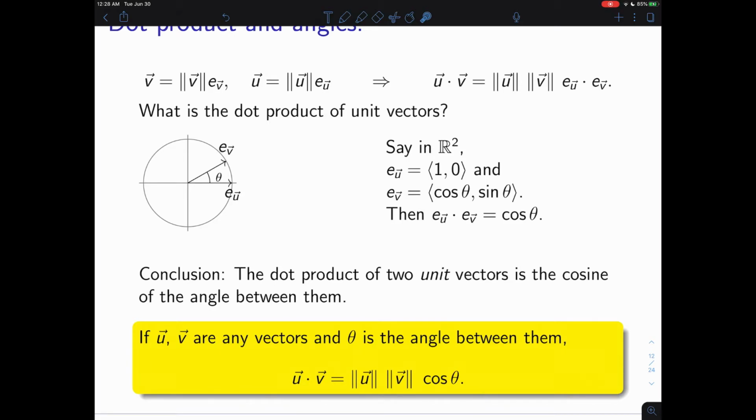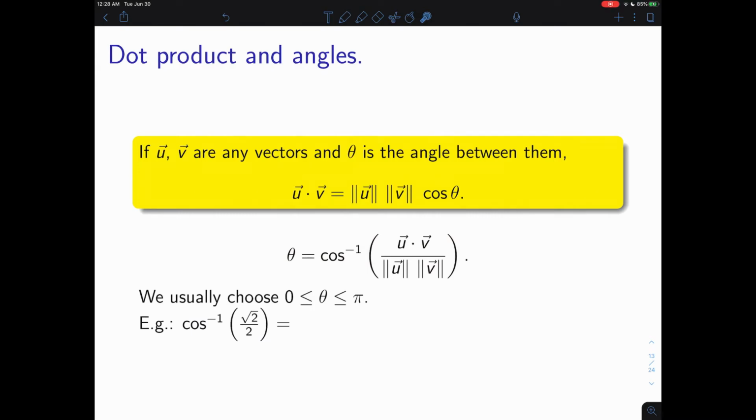That's a pretty important formula. This is a good one to memorize. We're going to use this a lot throughout the whole course. This is going to come up constantly.